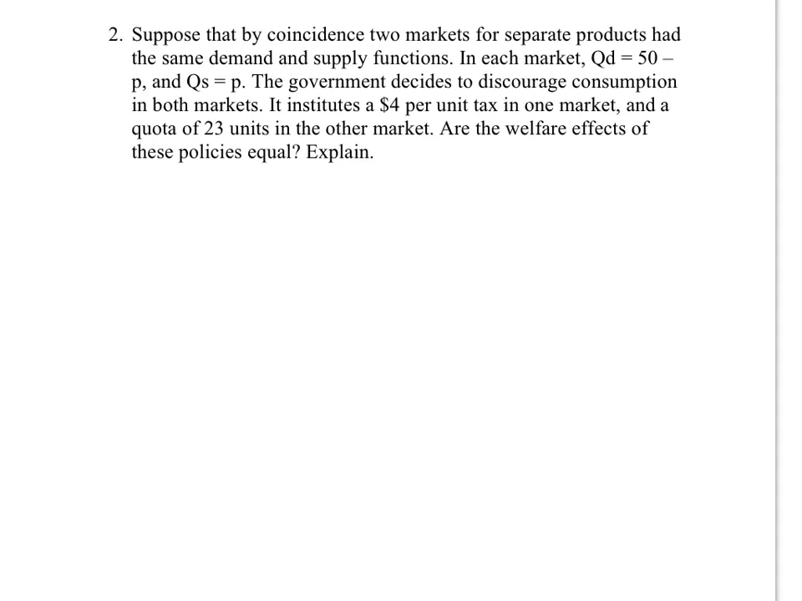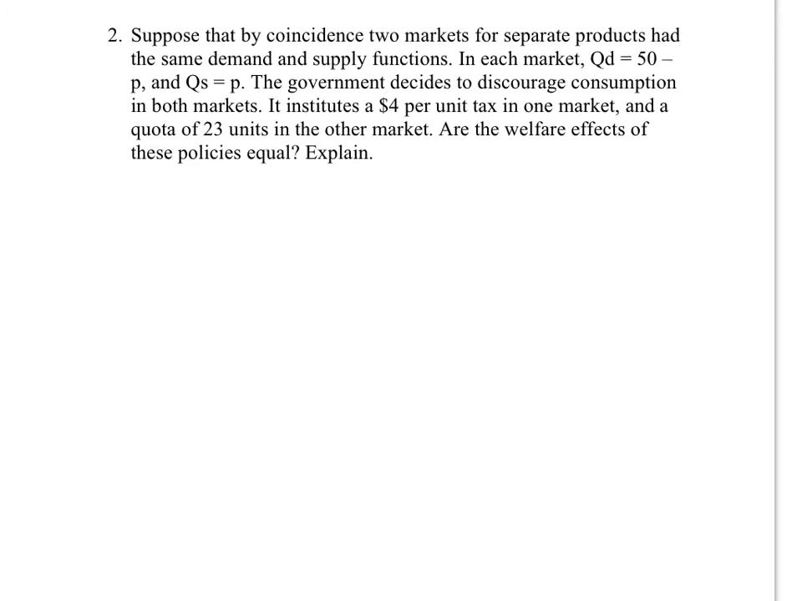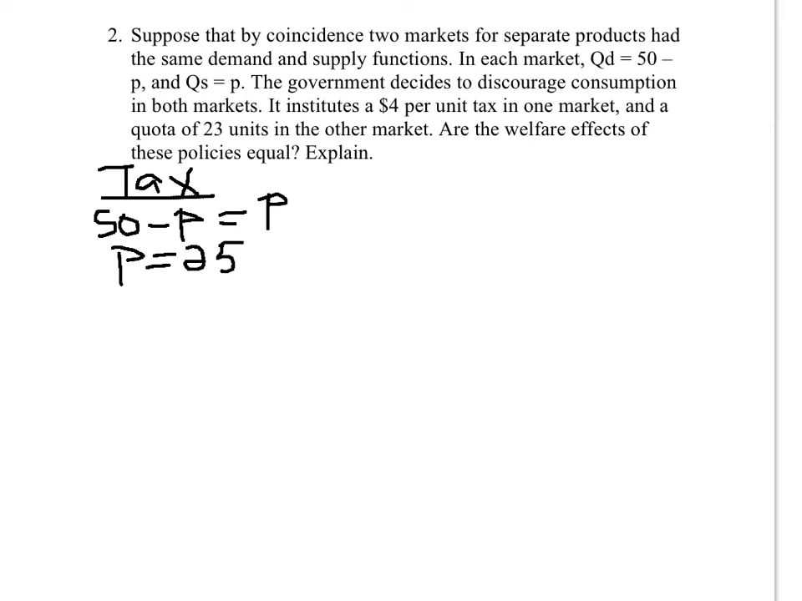This question compares two policies, the policy of a quota versus a tax. Let's do the tax first. So with the tax, first find the equilibrium. So we have 50 minus P equals P. So P is going to be equal to 25, and Q is going to be equal to 25. Now we're going to put that in the supply or demand. Let's put it in the demand. The result in terms of welfare is going to be the same.